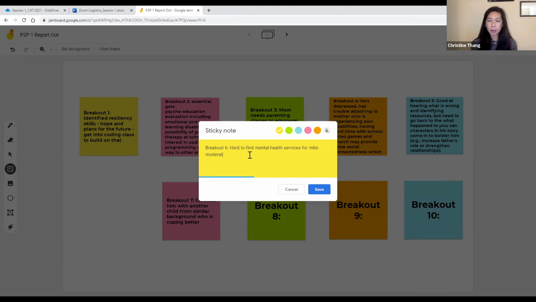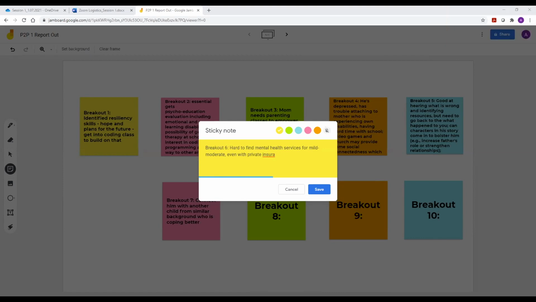In the couple minutes that we have left, breakout groups 8, 9, 10, anyone wants to report out? Maybe I'll start with breakout 8. I don't know who the facilitator was for that. And I think we might have only ended up with 7 breakouts. Is that correct? Yes, we only had 7 rooms.